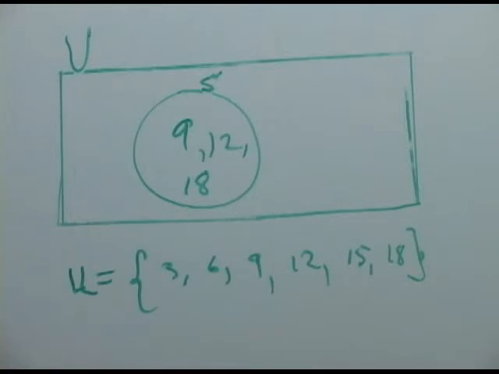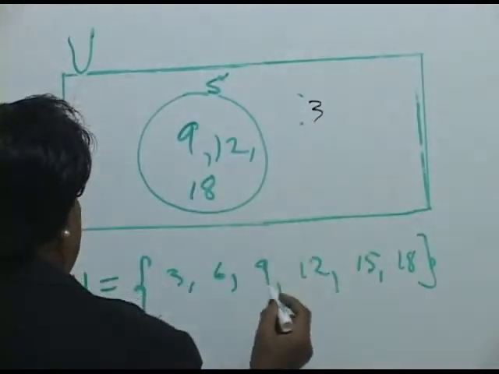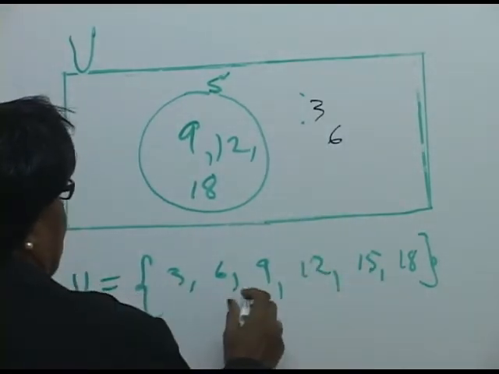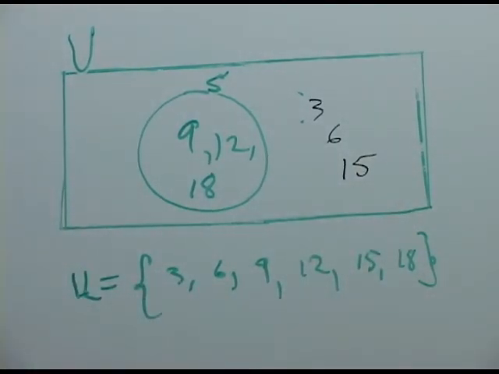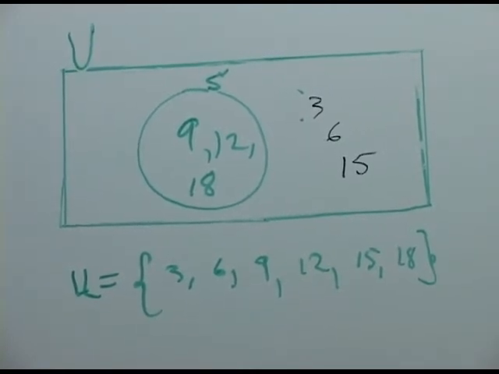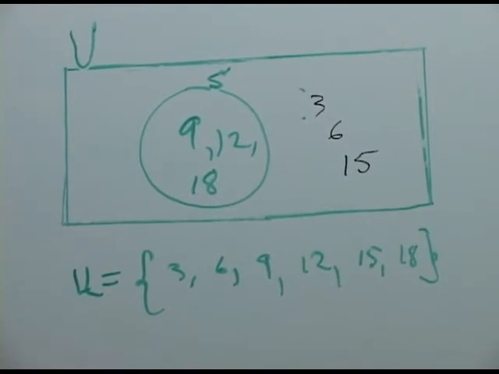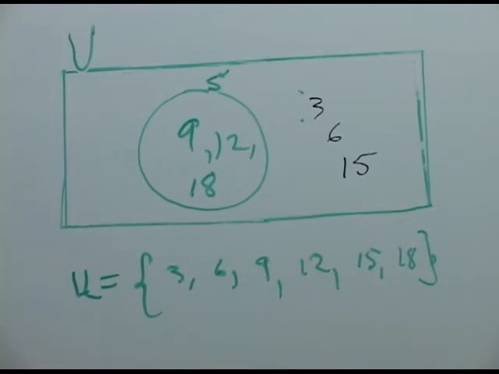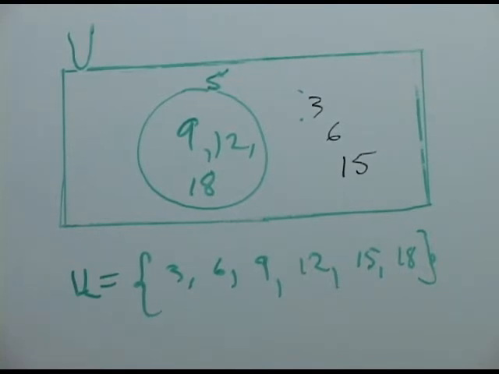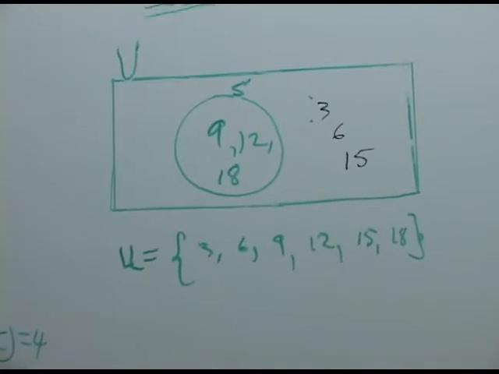The numbers which are not in the subset, so for example, 3, 6, 15, okay? These numbers, they're not in the subset that we have just formed. Those numbers which are part of the universal set, but they are not in the subset, it's called the complement of S. All right? So that would be called complement of set S.